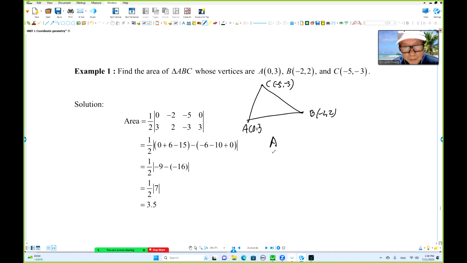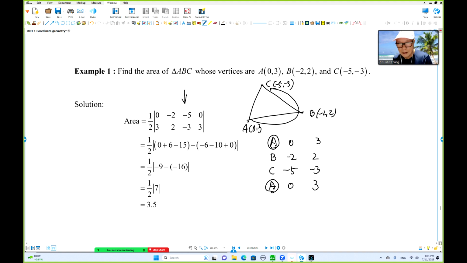So A, B, C, and A again, right? We're going to use counterclockwise. A is 0 and 3. I'm going to use the vertical type. This is the horizontal type, okay? You can use this one too. B is what? Negative 2 and 2. C is negative 5 and negative 3. And A again, 0 and 3. Always we start from here, finish the same point. Don't forget this one, okay?